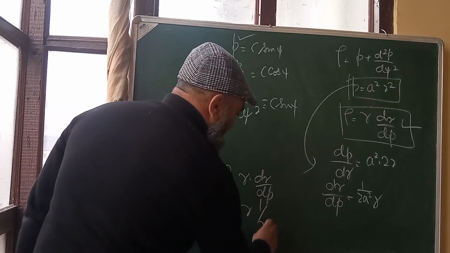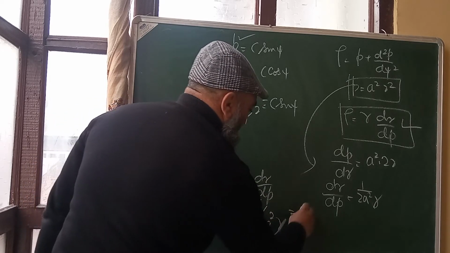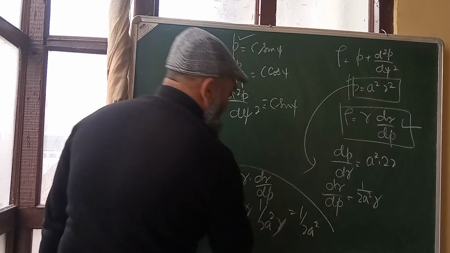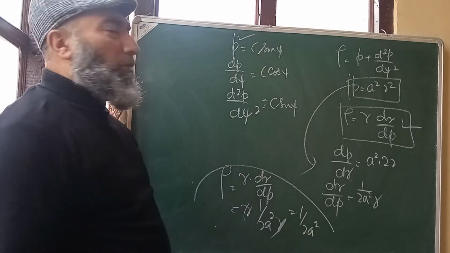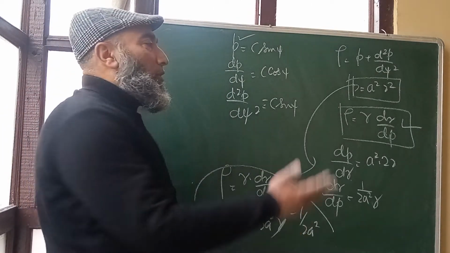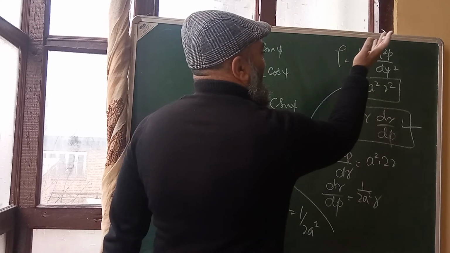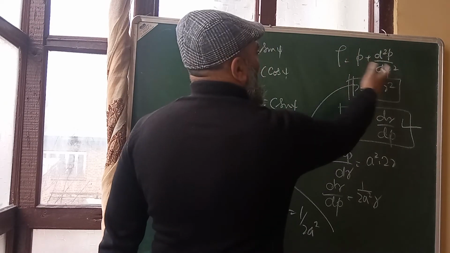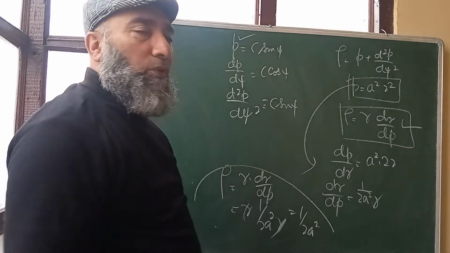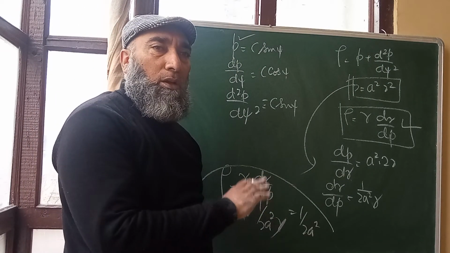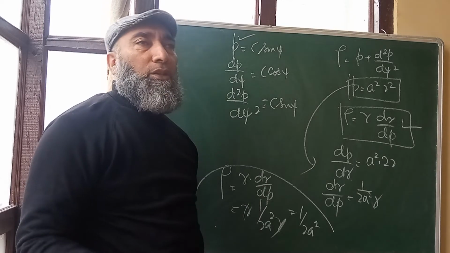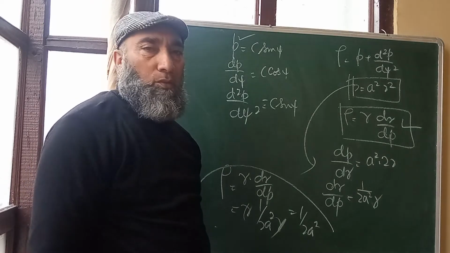R1 by 2a square R. It is 1 by 2a square, a constant. So likewise, if you have a relation between r and p, you will have to use this formula. If you have a relation between p and psi, you have to use this formula. If you have a relation between x and y, you know the formula. If you have a relation between r and theta, you know the relation.